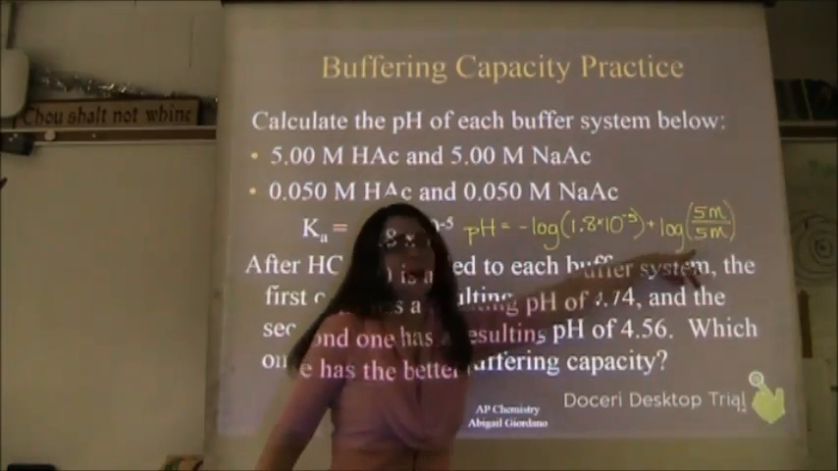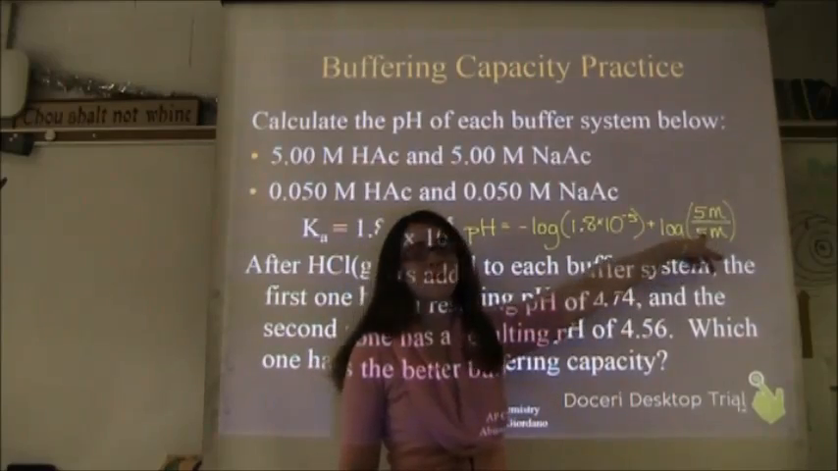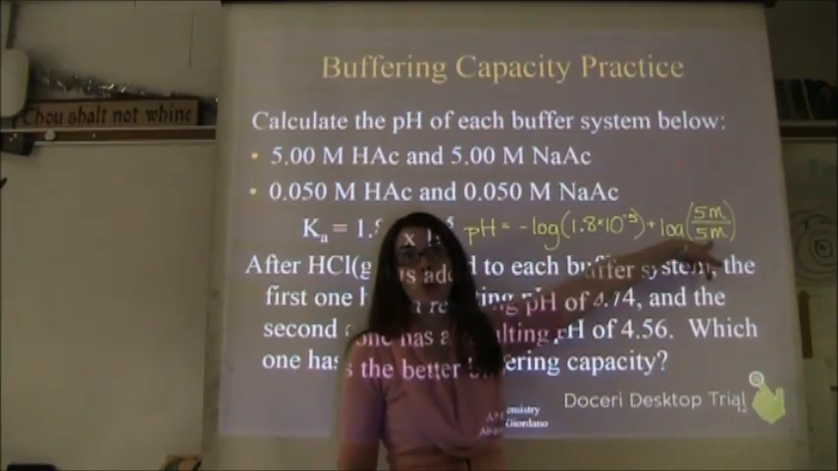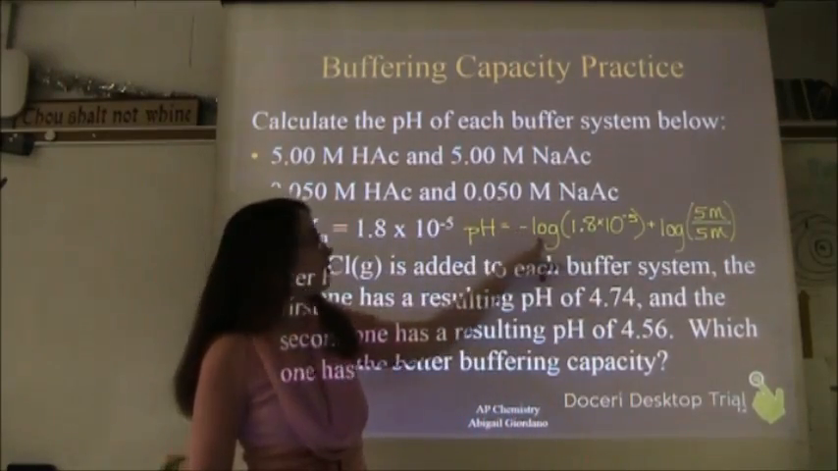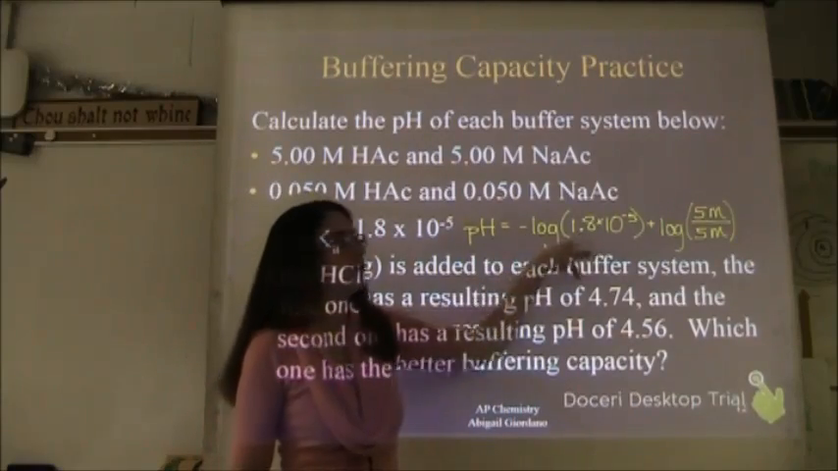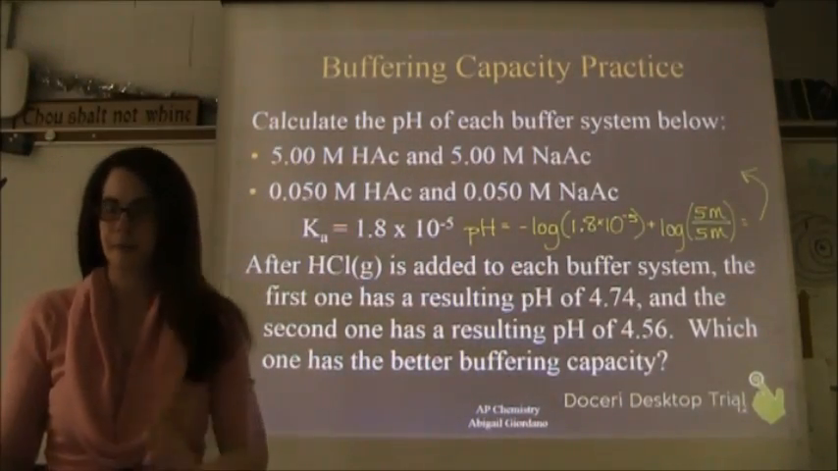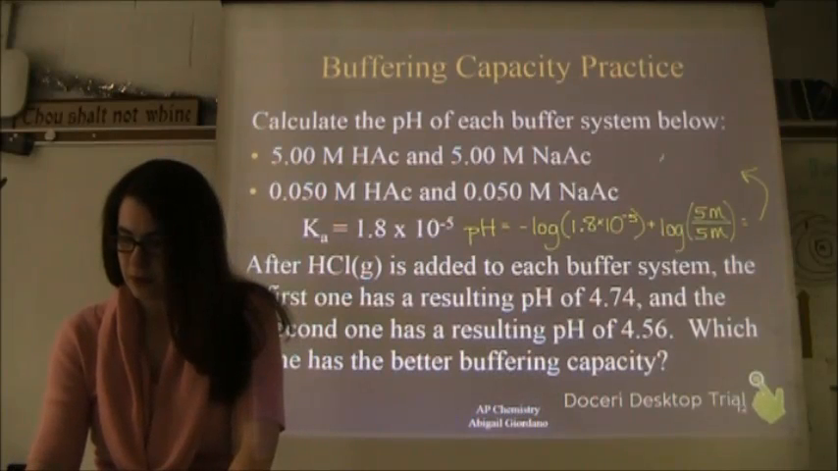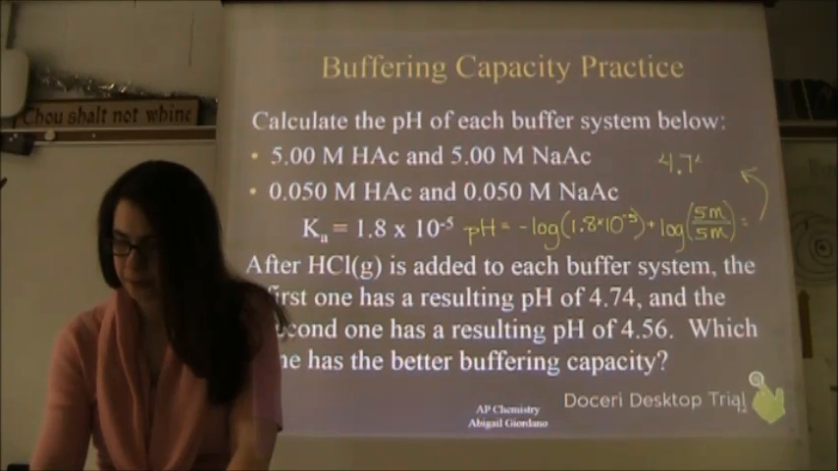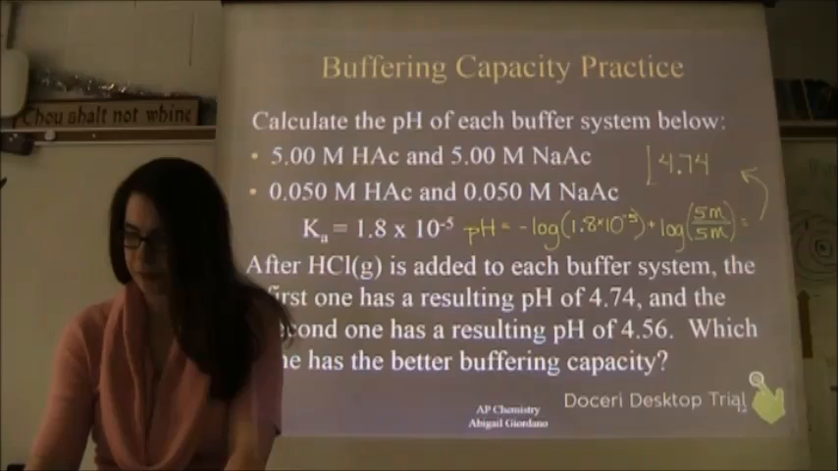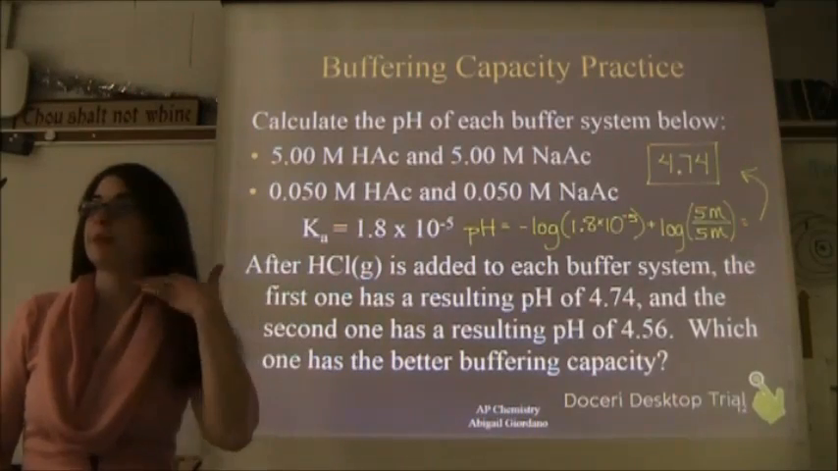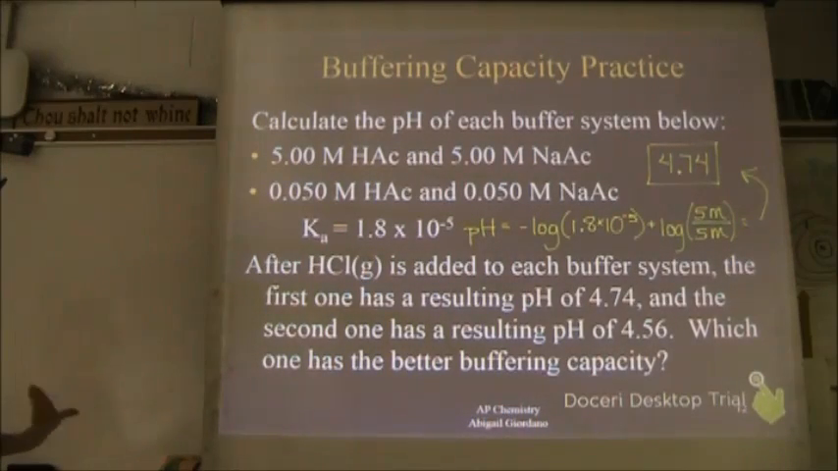What's 5 divided by 5? What's the log of 1? 0. Please put this in your calculator, ladies and gentlemen. Tell me what you get. What is that pH? What do you got? 4.74? Okay. And that pH makes sense. This is an acidic buffer system. Should be below 7.